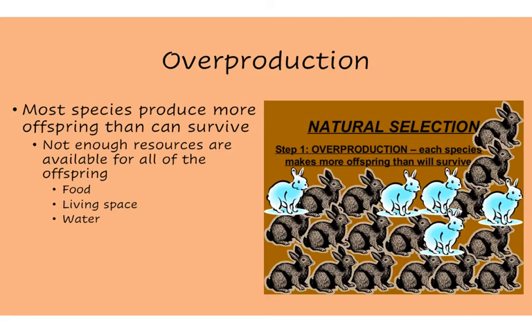So it's this idea of overproduction, meaning that nature has to act on this overproduction. There's not enough food for all of these organisms. There's not enough living space, and there's not enough water. So nature has to act on these organisms in order to kind of shrink the population down. And that's this idea of natural selection, meaning some organisms are better adapted to their surroundings than others are, and they're going to survive, and the ones that are not as well adapted are not going to survive.